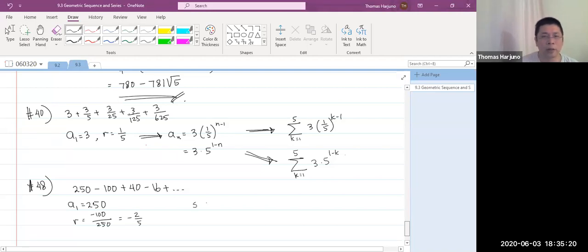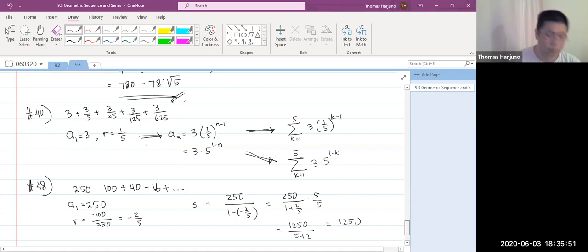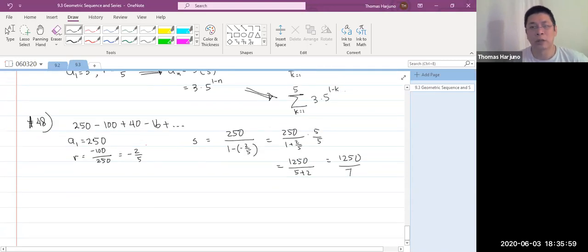So the infinite sum will be the first term, 250 over 1 minus the common ratio. If I multiply the top and the bottom by the LCD 5, I get 1,250 over 5 plus 2, which is 7. And I don't think that's a multiple of 7 there. Okay, now I'm basically done with this section here.